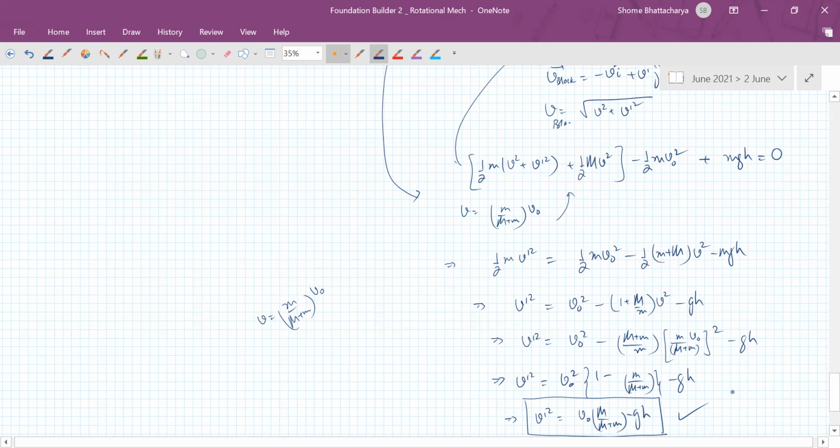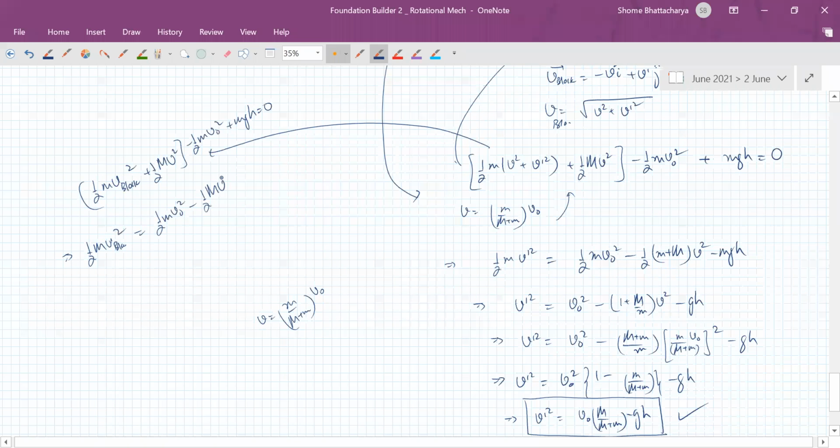You'll also have to find the speed of the smaller block, so you'll have to take the horizontal component of it as well. But if you want to find the speed of the smaller block directly, you can do it from this. You can see that half m (v of the smaller block) squared plus half capital M V squared minus half m v naught squared plus mgh is 0. From this you directly do this. And in this, now substitute V as this. Then you'll get the type of answer that they've expressed.